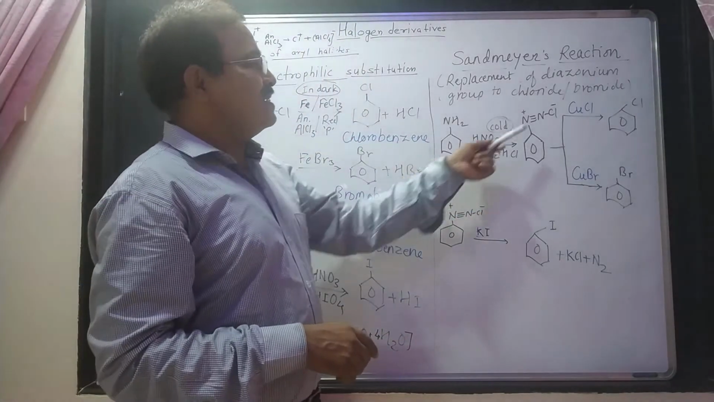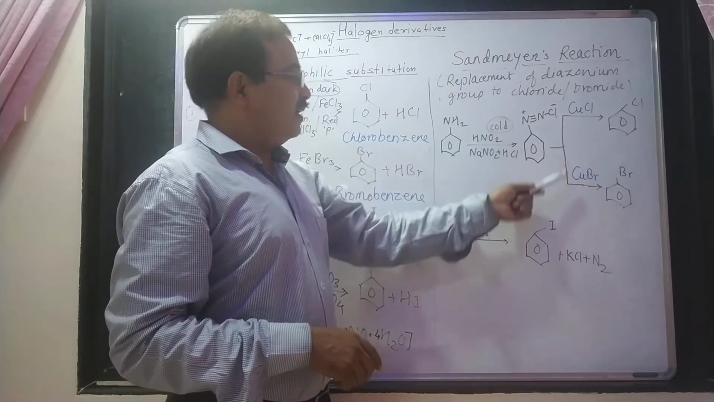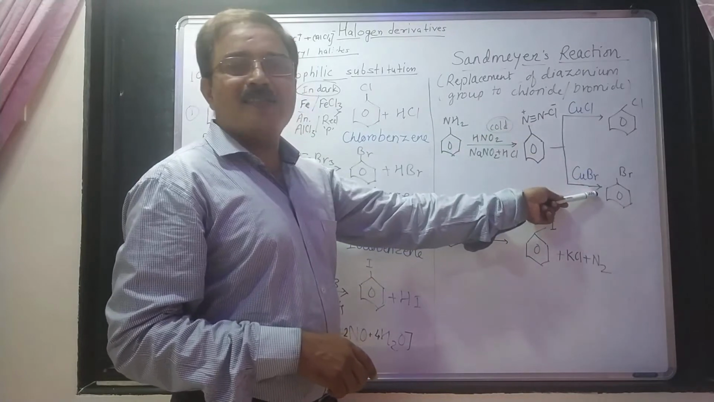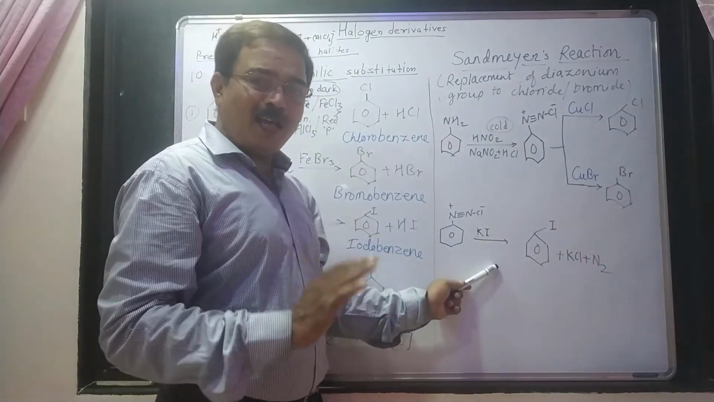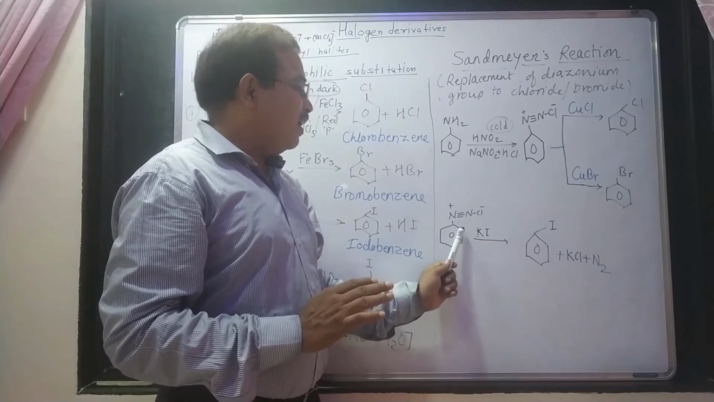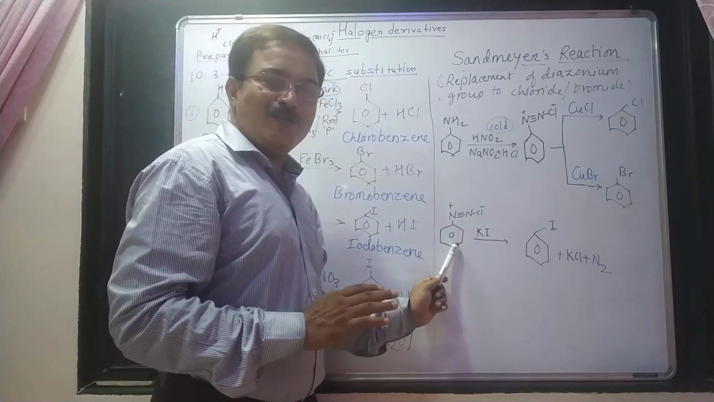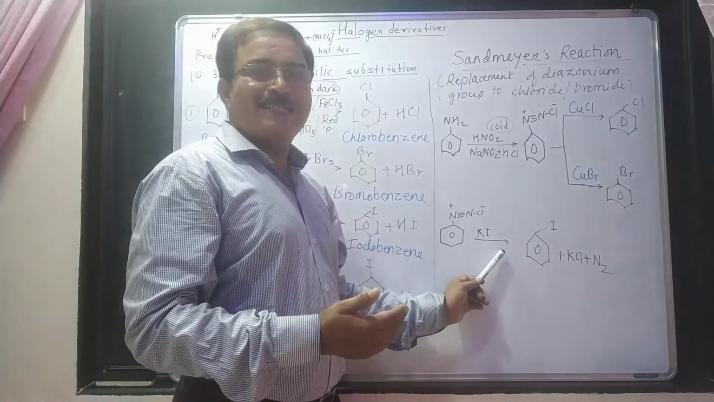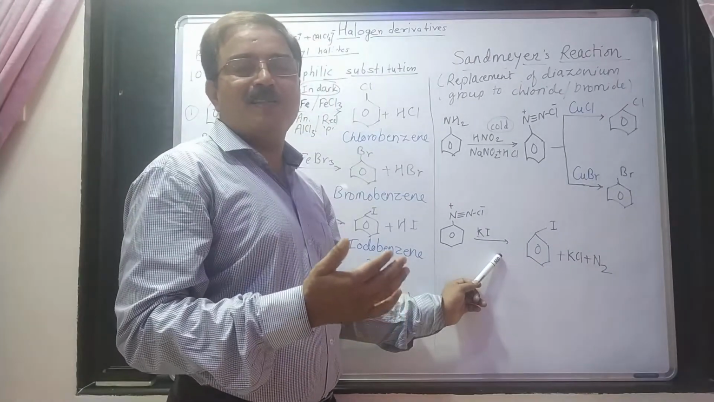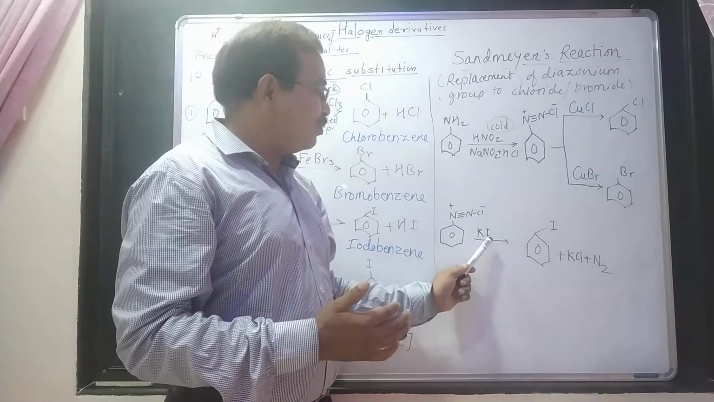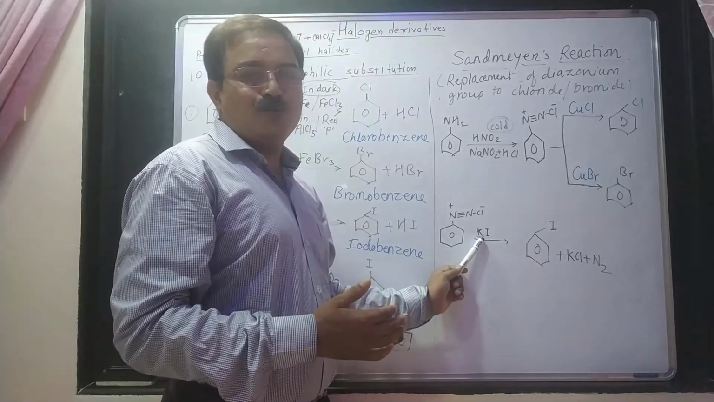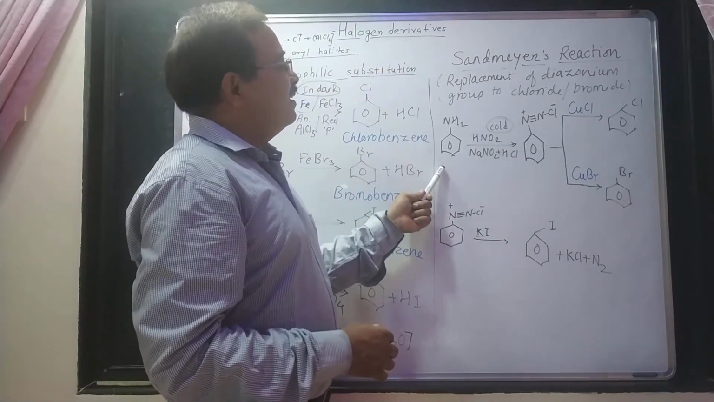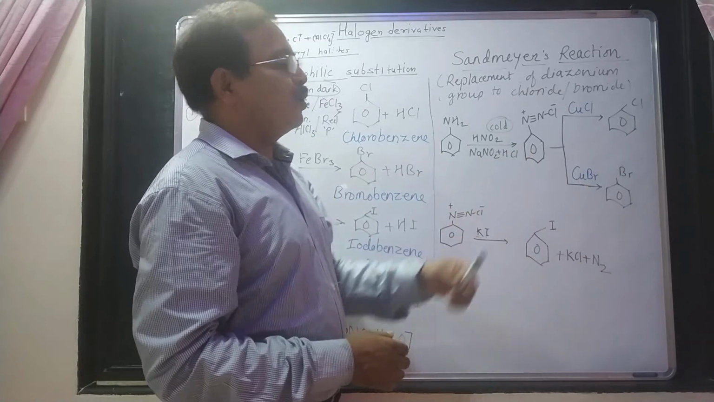I have written three reactions here, 1, 2 and 3. Only these two preparations are called Sandmeyer's reaction. I am not going to say that the conversion of benzene diazonium chloride into iodobenzene is a Sandmeyer's reaction, because here cuprous chloride or cuprous iodide is not applied. Instead of using cuprous iodide, KI is used here.